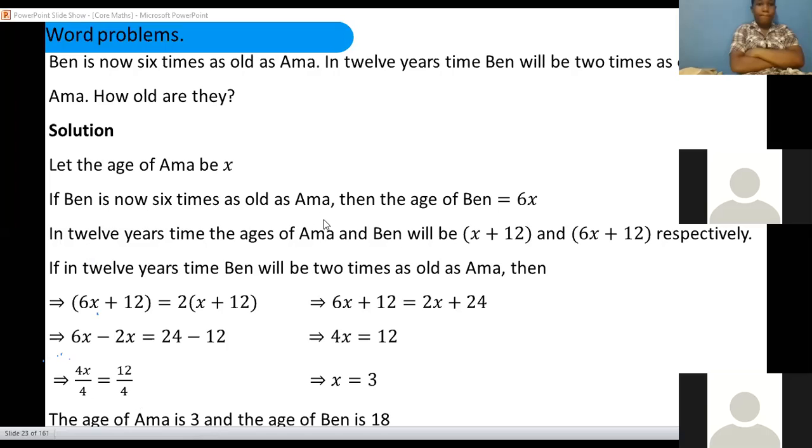And the age of Ben is 6x. That is 6 times x. And x is 3. So Ben's age is 6 times 3. That is 18. Yes, any question? So Amma's age is 3 and Ben's age is 18.